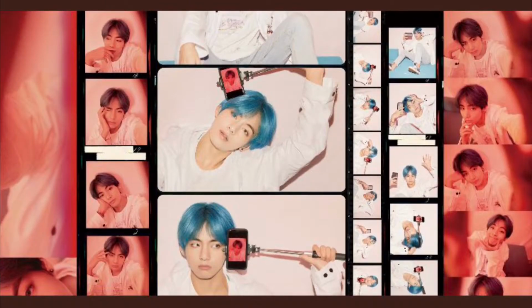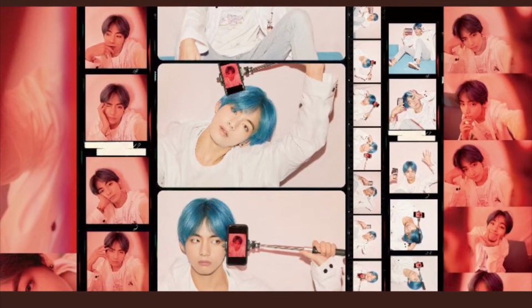For example, Taehyung is holding a phone and a selfie stick, and in that phone there is a picture of himself, which could show one of his personas. It could also show his social persona, so the persona he has when he's on Twitter, or on VLive, especially with the selfie sticks. I know that they use some sort of tripod when they're doing their VLives.